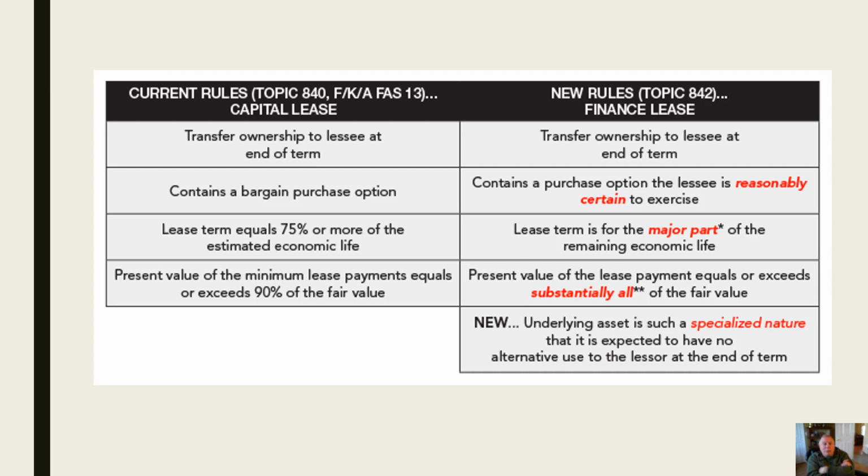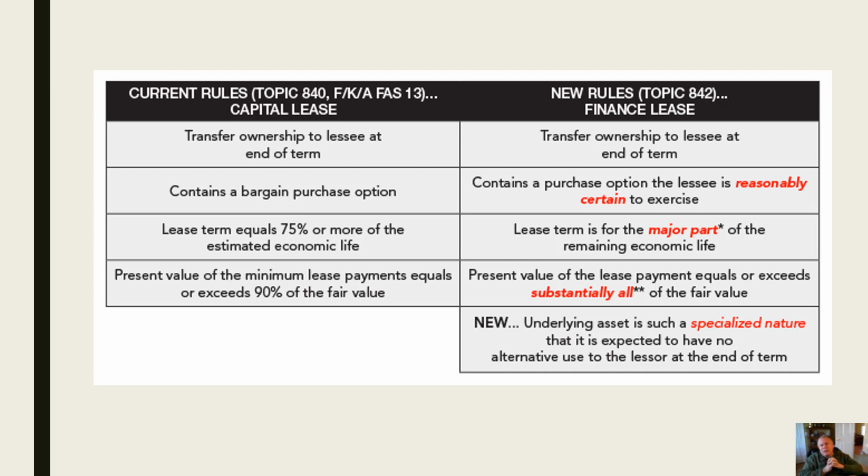So now, under the application of the new rule, you still have transfer of ownership to the lessee at end of term. Instead of a bargain purchase price, it's an option that the lessee is reasonably certain to exercise. Lease term is for the major part of the remaining economic life. It doesn't specify the 75, but again, this is the judgment that's coming in. The present value of the lease payments equals or exceeds substantially all of the fair value. Again, got rid of that red line.